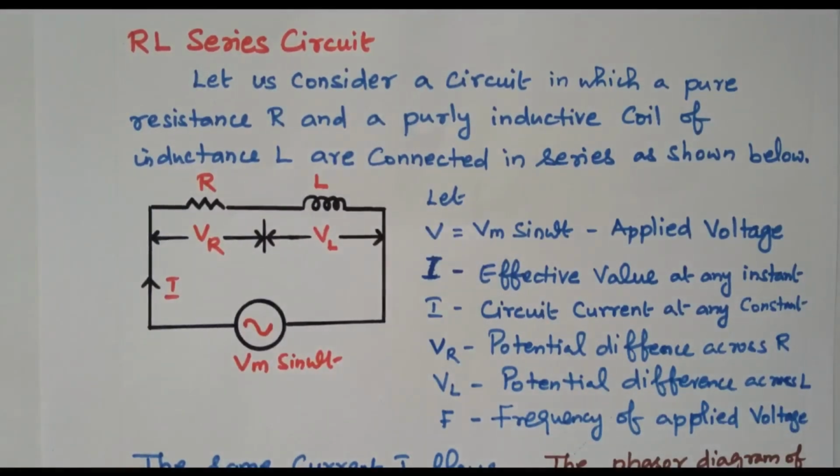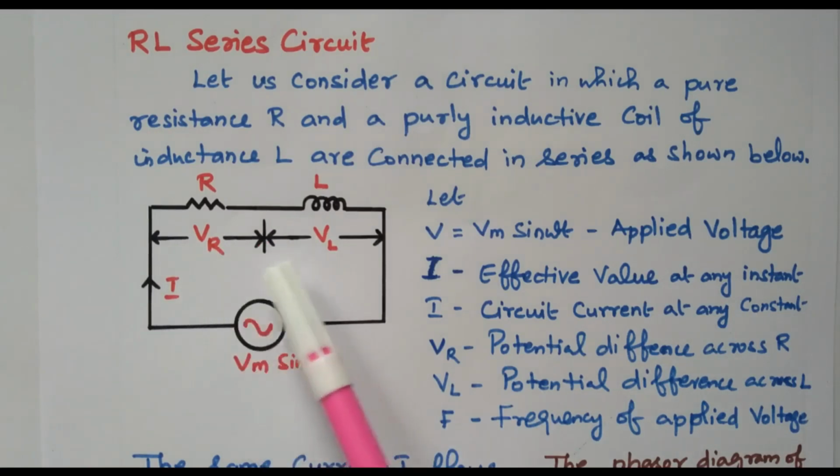Welcome viewers. In this video, we'll see the performance of the RL series circuit. When pure resistance and pure inductance are connected in series, it is called the RL series circuit, energized by the AC supply voltage. We are going to analyze the performance of this RL circuit: the equation for voltage, current, phase angle between voltage and current, power triangle, impedance triangle, and power factor. These things we are going to analyze in this RL series circuit.